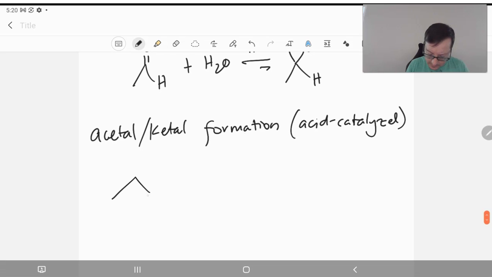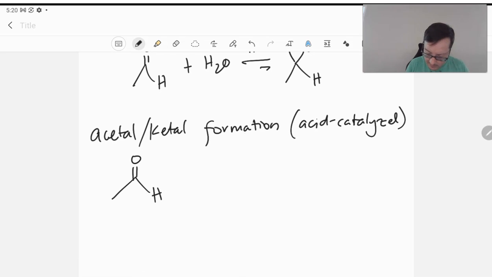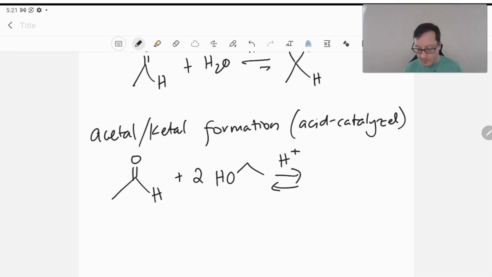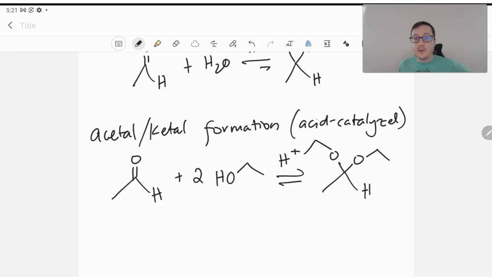When we take our aldehyde or ketone plus 2 molecules of an alcohol, this is again an equilibrium. What we end up getting is this diether. So we end up with 2 alkoxy groups on it. And this is called an acetal.